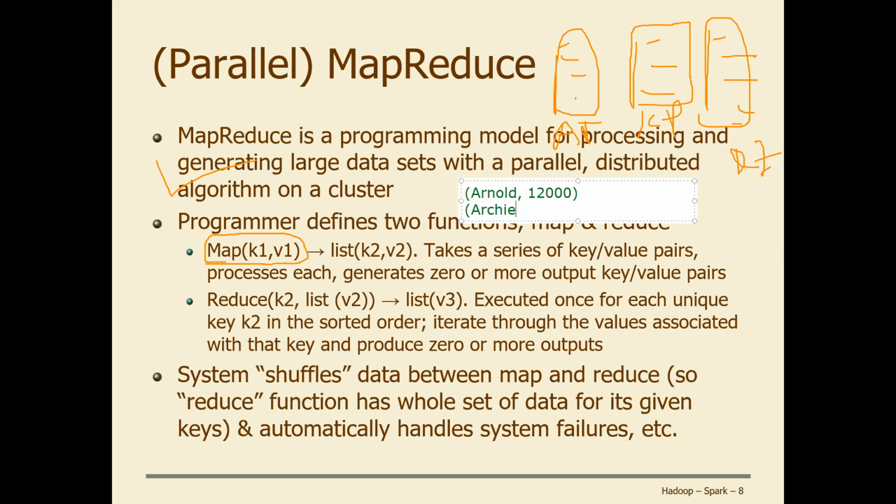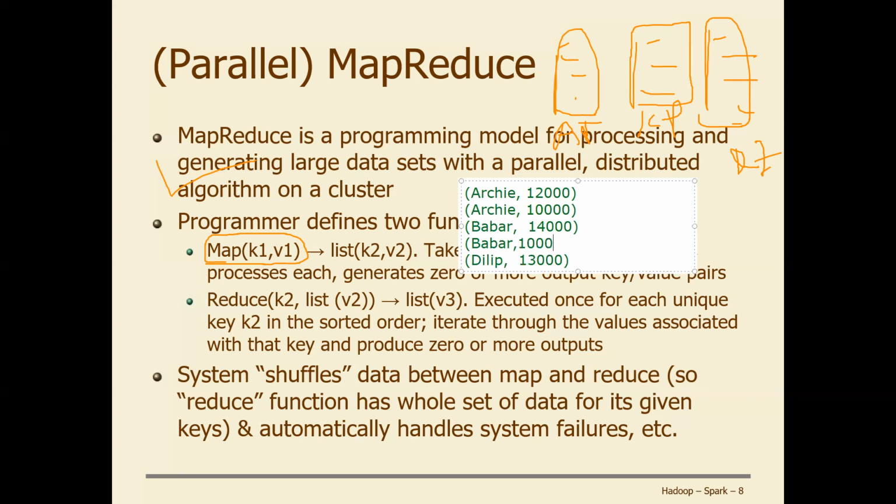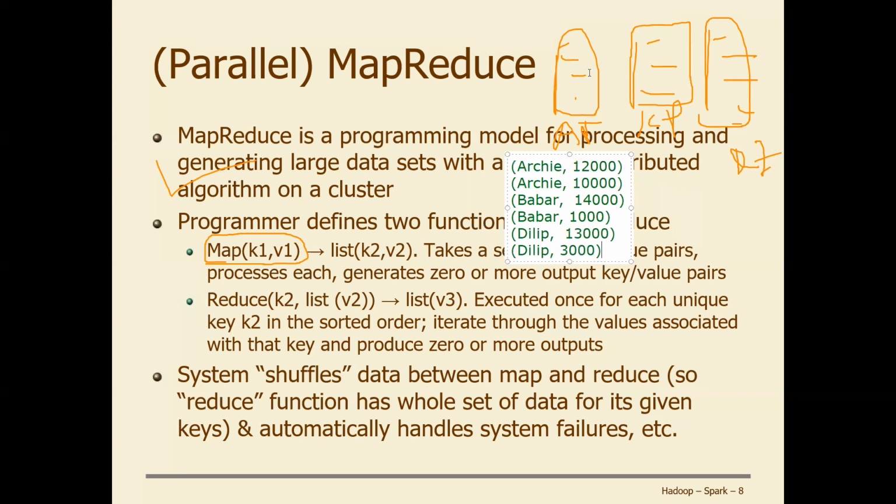So Archie, so it's going to sort, we maintain in sorted order. So Archie 12,000, and let's say I have this Babar. The Babar gave me like 14,000. And let's say I have another one like, I don't know, Dilip. So Dilip gave me like 13,000. So I will have multiple. Let's say Archie had two sales. Archie gave me 10,000 and 12,000. Babar gave me 14,000 and so Babar bought two times and this 1,000. And then Dilip also made two sales. So Dilip gave me 13,000 and let's say 3,000. Okay, so these are the mapped key-value pairs for the first node.